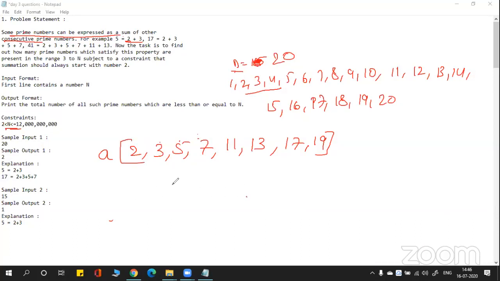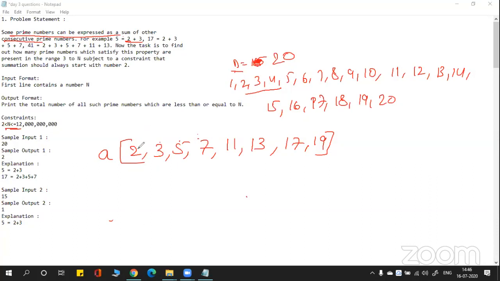So we'll be storing all the prime numbers. After storing all the prime numbers, what can we do? Okay, so see these numbers: 2, 3, 5. First, let it be.